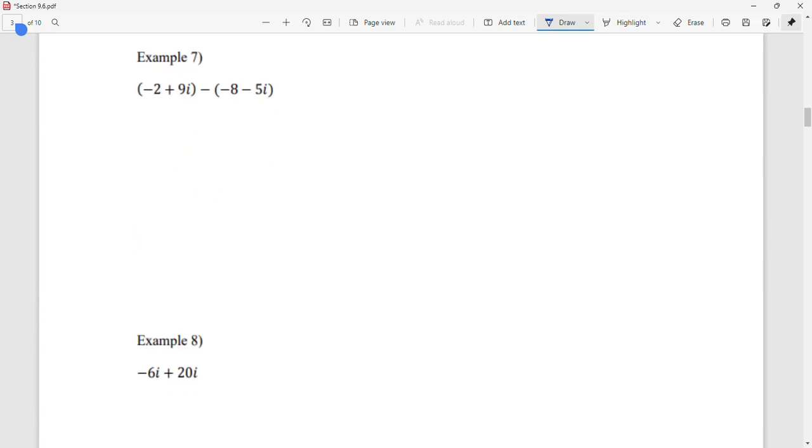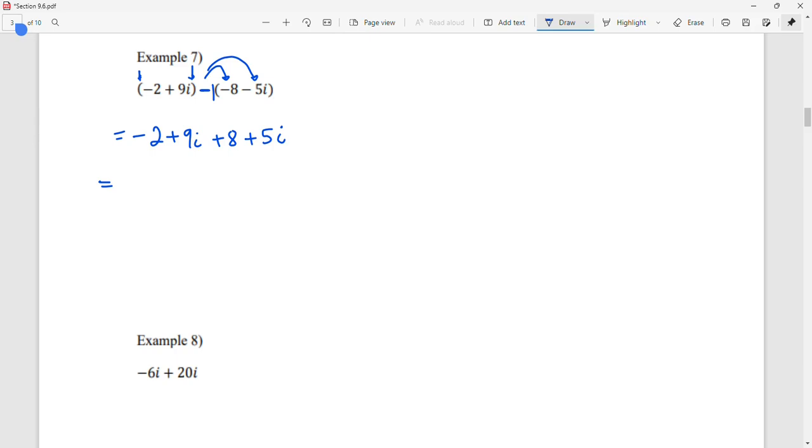In example 7, we can remove the first set of parentheses. There's nothing multiplied to the front of it, so we'll just remove it. But for the second set of parentheses, we're going to have to distribute with a negative 1. Don't forget to distribute. Negative 1 times negative 8 is a positive 8. Negative 1 times negative 5i gives me a positive 5i.